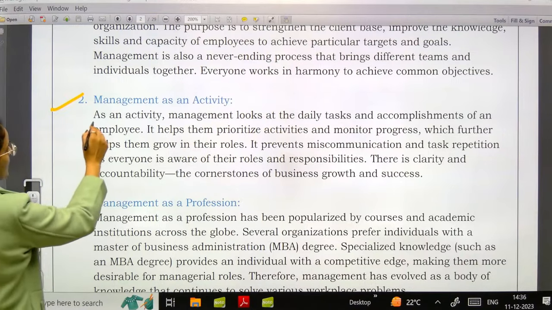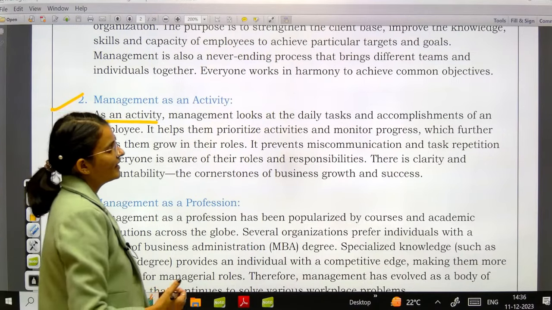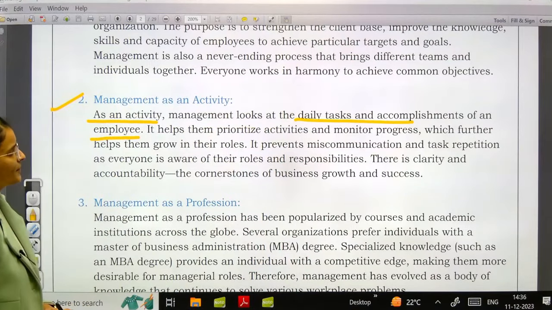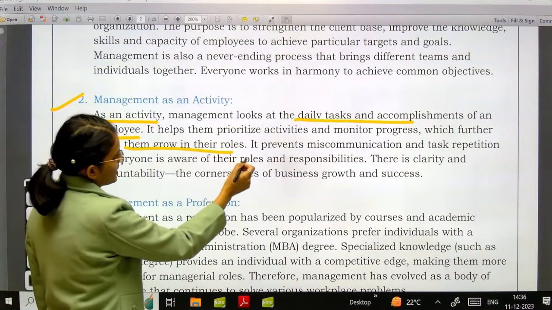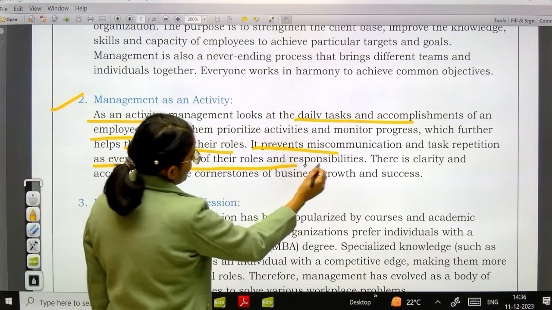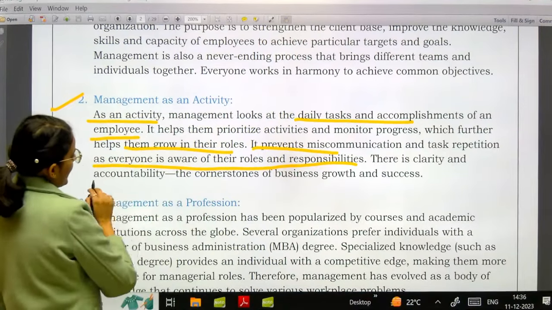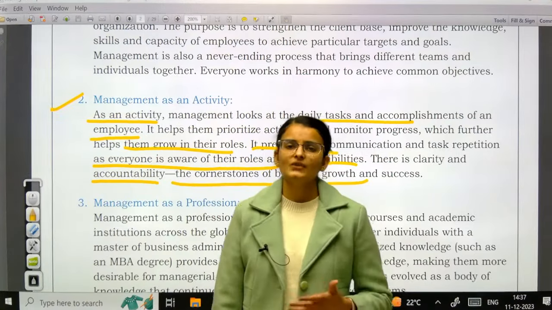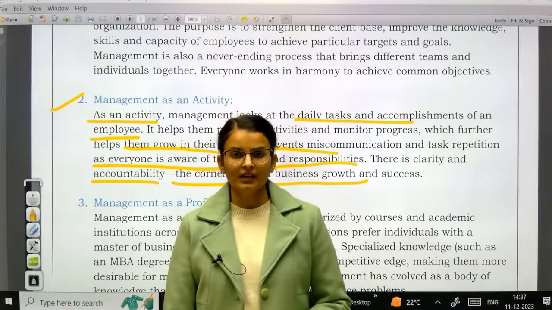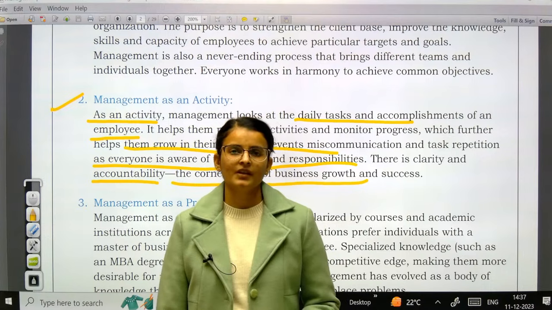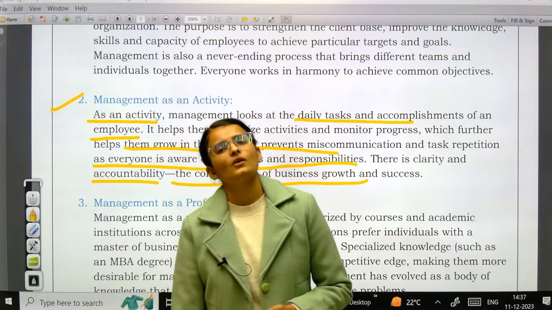Management as an activity. So as an activity, management looks at the daily tasks and accomplishments of an employee. It helps them prioritize activities and monitor progress, which further helps them grow in their roles. It prevents miscommunication and task repetition. As everyone is aware of their roles and responsibilities, there is clarity and accountability, the cornerstones of business growth and success. As we all know, communication is a very crucial part of the organization when it comes to spreading information. So in management, activity is also there.